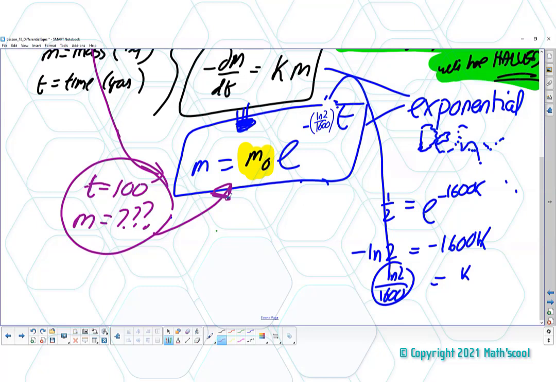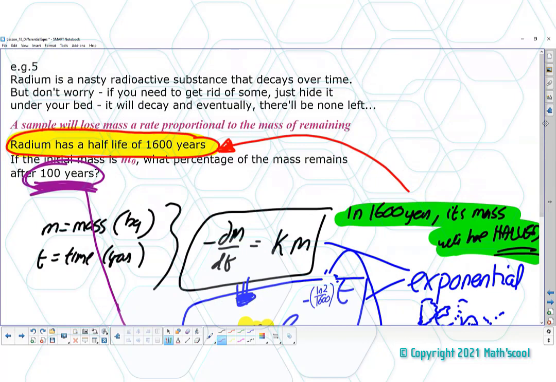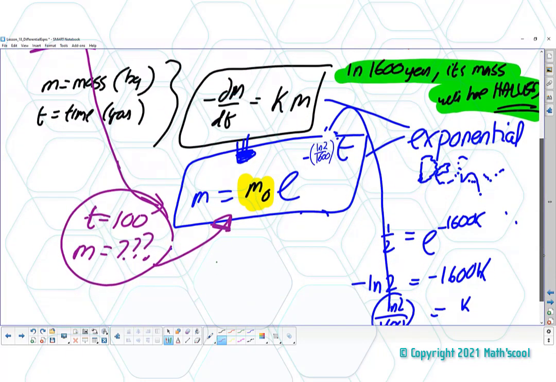So the first thing you need to do is put in t is naught, m is m naught. You don't need to put that in first. Look at the question. It says the initial mass is m naught. Initial means t is naught. You need to put that in first. T is naught, the mass is m naught. I did that, but I did it so quickly I didn't even show it on the board.